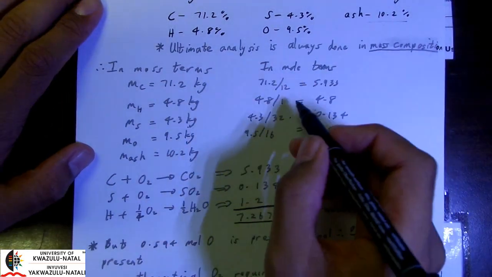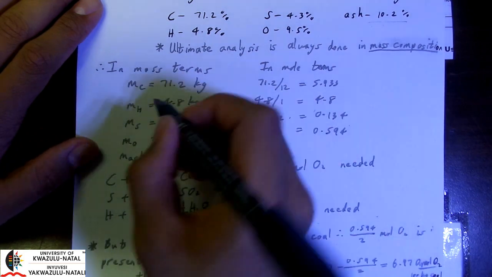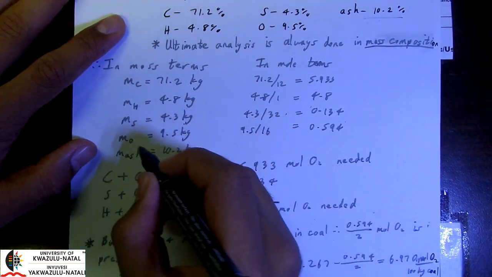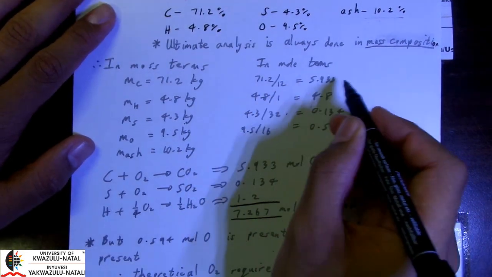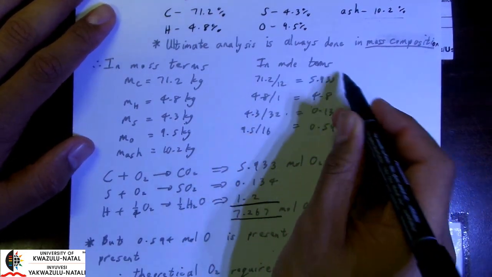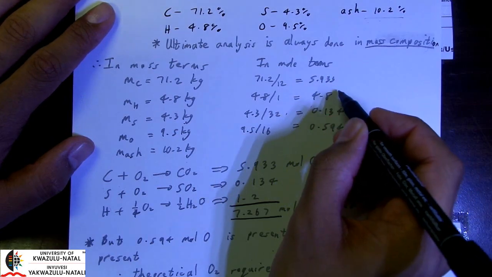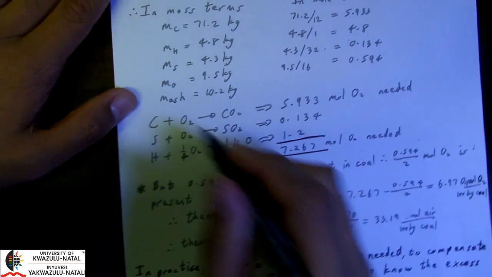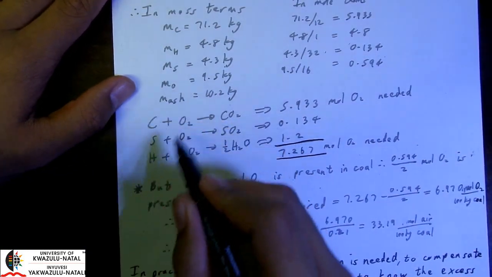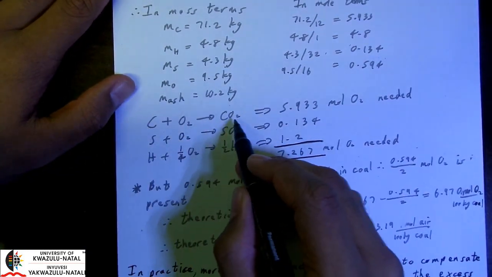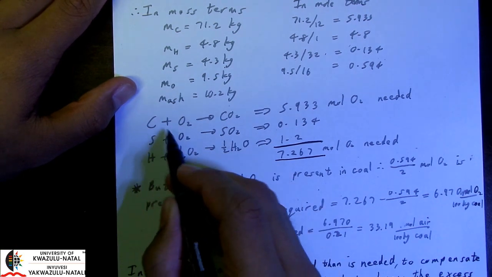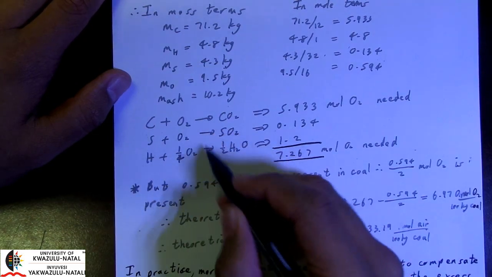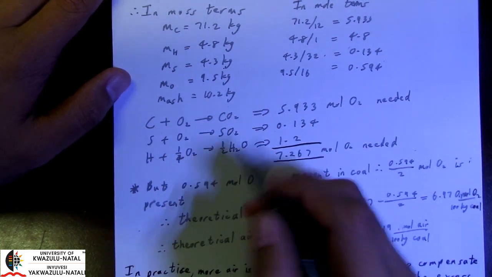Now in molar terms, we will have to of course divide by the molar mass of carbon, of hydrogen, of sulfur and oxygen. Okay, so in mole terms we can find our number of moles of each element. And remember that we are assuming the following reactions occur: all of the carbon must form CO2 when it's burned with oxygen, all of the sulfur will form SO2, and all of the hydrogen will form water under these reactions.